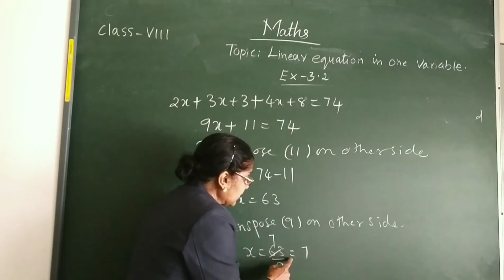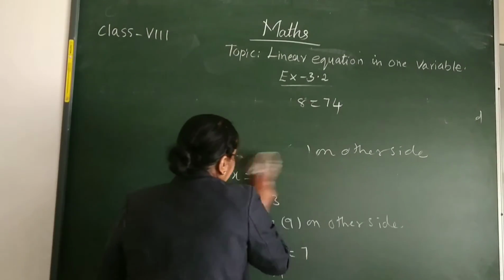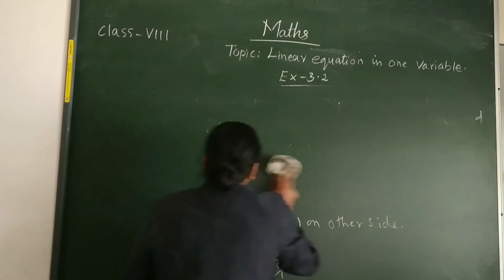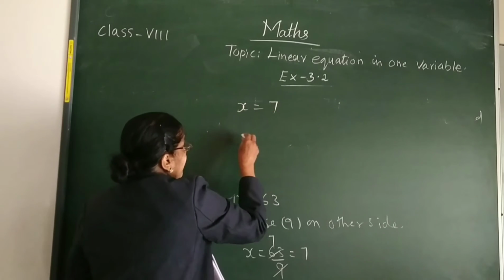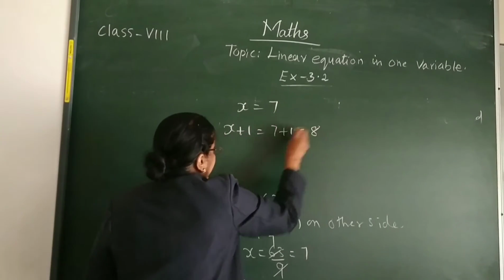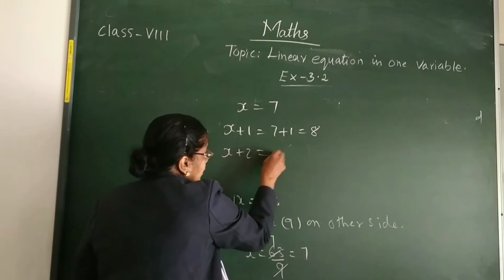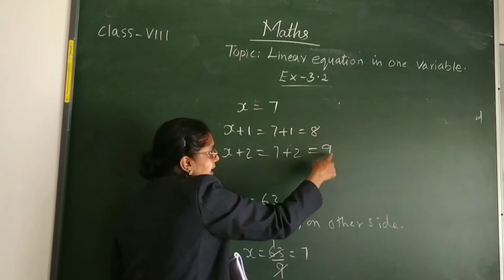9 7s are 63. X is equal to 7. Now we have to find out what the three numbers are. So we know what the three consecutive numbers are. First number is x, it is 7. Second number is x plus 1, which is 7 plus 1, is equal to 8. Third number is x plus 2, which is 7 plus 2, is equal to 9. So the numbers are 7, 8, 9.